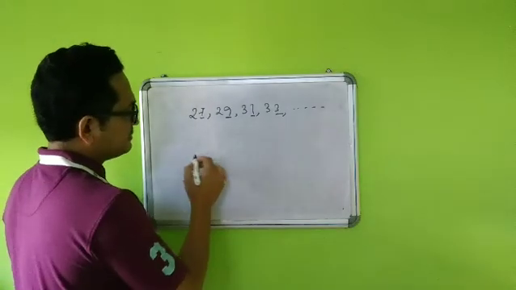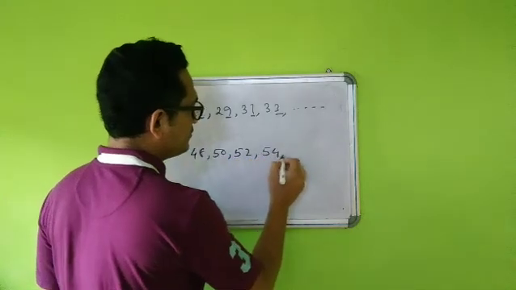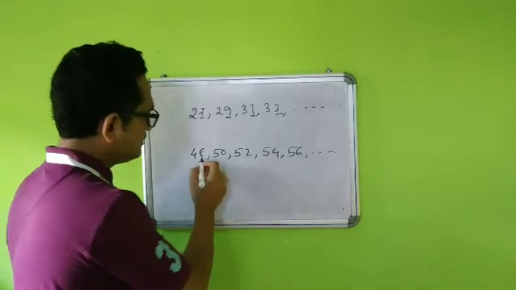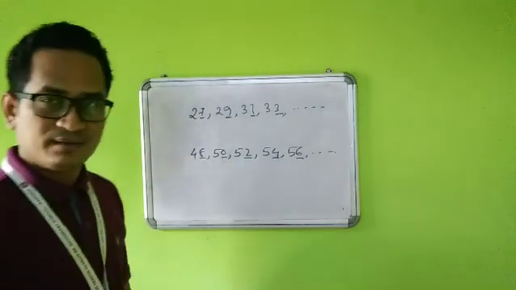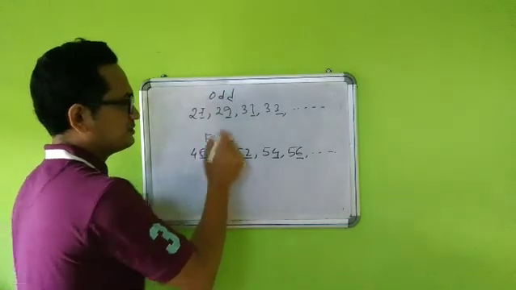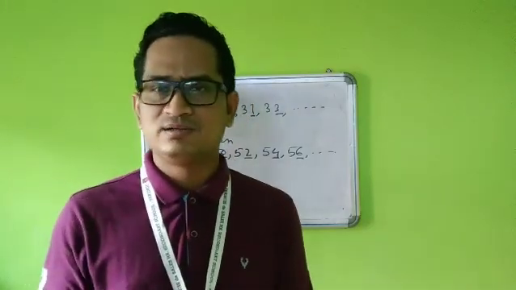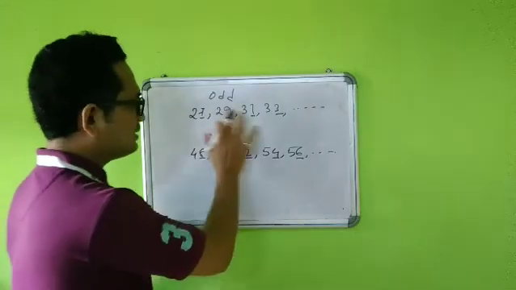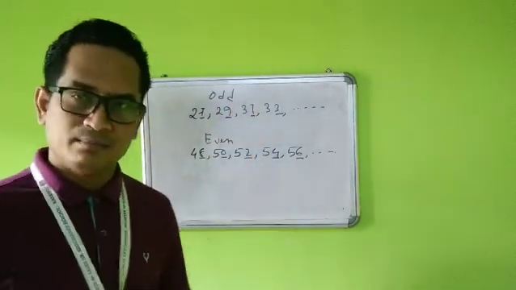Similarly, if I take something like 48, 50, 52, 54, 56. Now here if you see, students, in this particular pattern, the last digit of the numbers, if you observe, are all even. So that means this is an odd pattern and this is an even pattern. So the even and odd patterns may have larger numbers also. It may not always be exactly 2, 4, 6, 8 or 1, 3, 5, 7. You will get some larger numbers also whenever we are talking about odd or even number patterns.